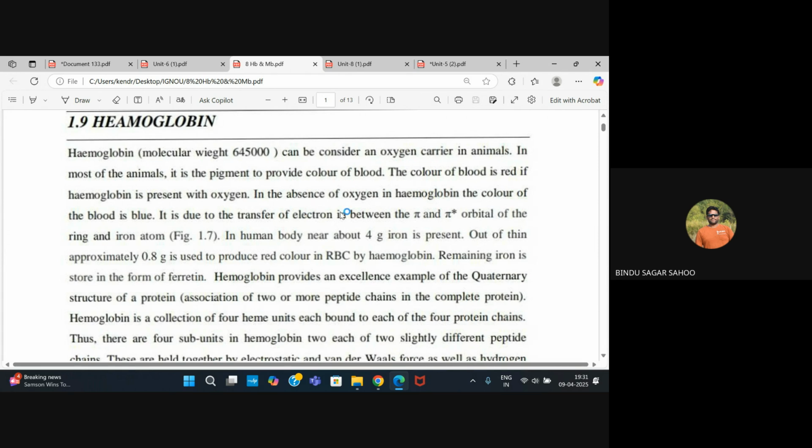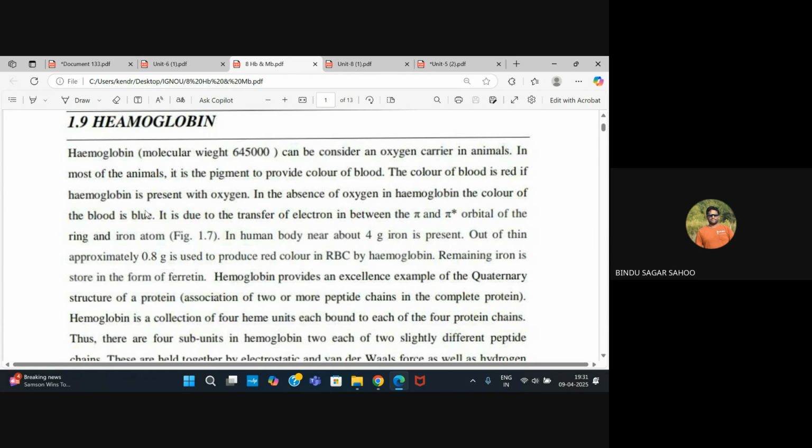In the absence of oxygen, hemoglobin can show the color of the blood as blue. That means for the color of blood, not only hemoglobin is needed, oxygen must also be present. So if oxygen is present along with hemoglobin, the blood color will be red. Without oxygen, the blood color can be blue also.